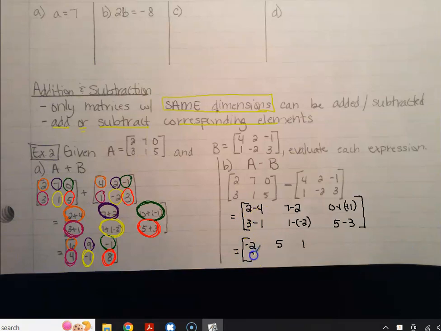3 minus 1 is 2, so I'm starting the second row. 1 minus -2, so that's the same thing as plus. 1 plus 2 is 3. 5 minus 3 is 2. So there is our solution, or our answer to that matrix. We have -2, 5, 1 for the first row, and 2, 3, 2 for our second row. Okay, so we've just done addition and subtraction. We're well on our way in our lesson here, so very nice.